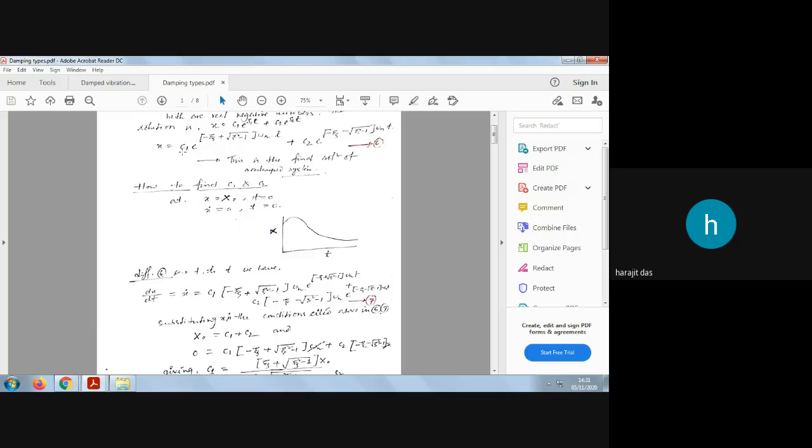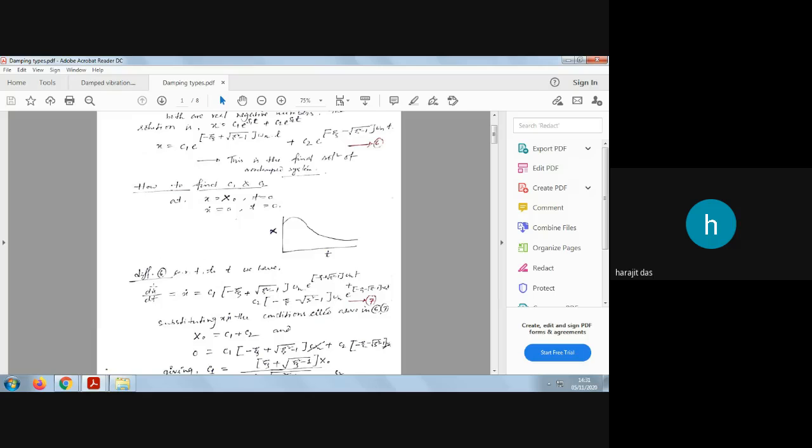So if you put c1 e to the power something into 0, it will be equal to 0, so e to the power 0 will be equal to 1. So c1 plus c2 e to the power 0 means something into 0 will be equal to 1. So x naught will be equal to c1 plus c2. So the whole expression converts to this simpler form, x naught equals c1 plus c2.